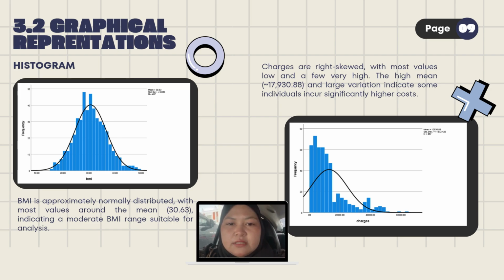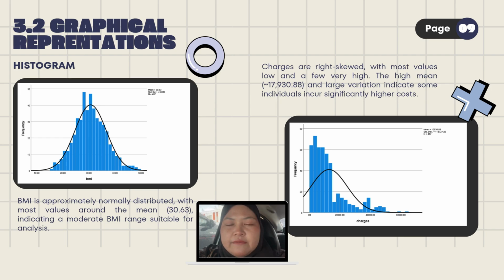Moving on to the histogram for charges, we can see that the distribution is positively skewed, or skewed to the right. Most of the values are concentrated at the lower range, but there are a few very high values that create a long tail on the right side. This suggests that while most individuals have lower medical costs, a small number experience very high expenses.